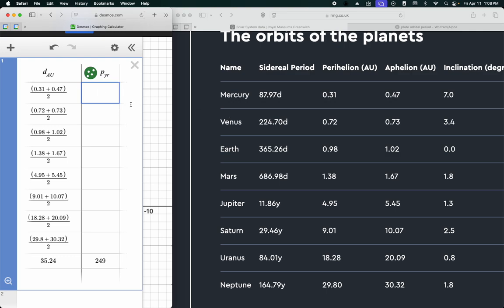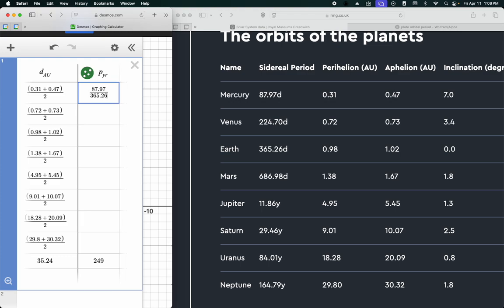So what are we going to do here for Mercury's period? How are we going to calculate Mercury's period? And the unit we're using here is years. Well, you're going to do that divided by 365.26, the figure here in the table. So it's 87.97 divided by 365.26 days per year, and that gives us a figure in years. So I'm going to copy this as well.